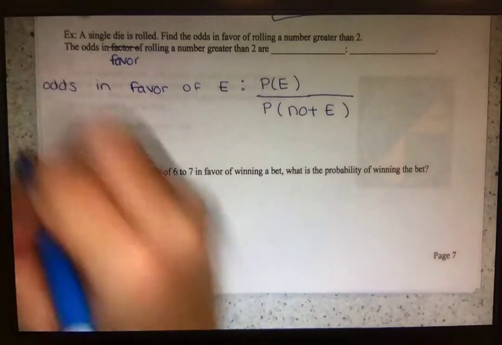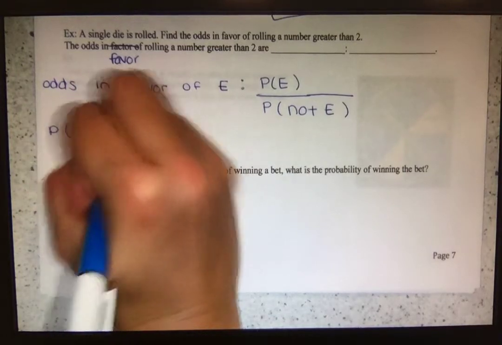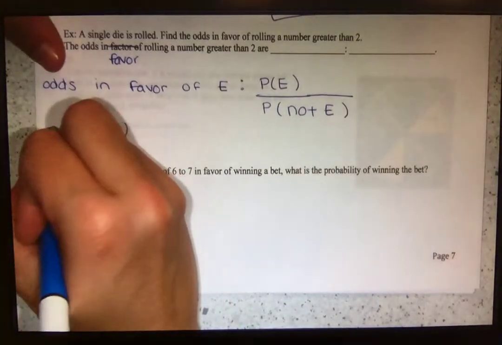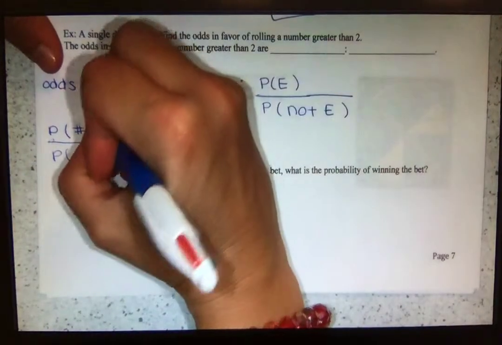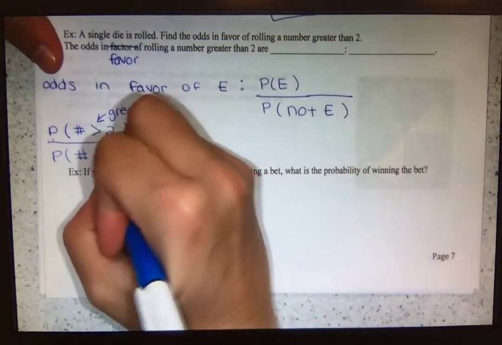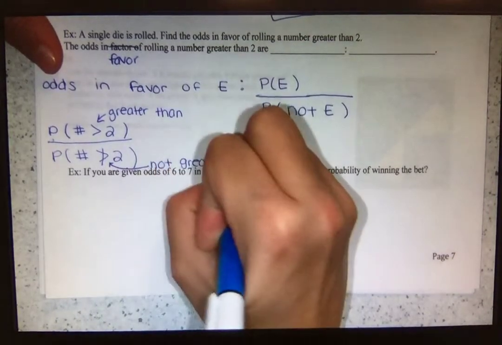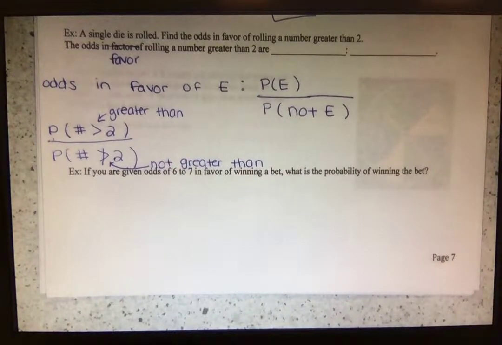So we're looking for the probability of a number greater than 2, divided by the probability that the number is not greater than 2. So what's the probability of a number greater than 2 divided by the probability that it's not greater than 2?